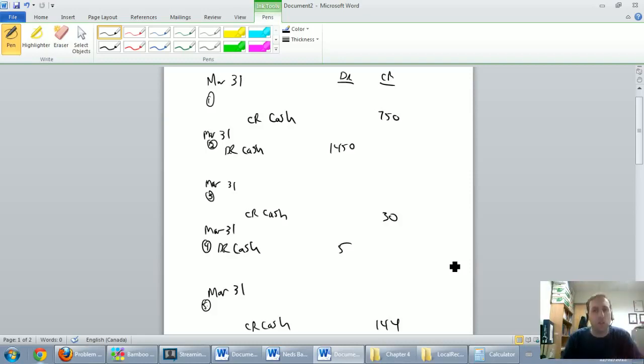But when I start these journal entries, I just say, oh, cash is going down, credit cash; cash is going up, debit cash. We know that assets going down take a credit, assets going up take a debit. So we've done our debits and credits to cash. We're halfway done all 5 journal entries without even thinking about it. So from here, it becomes a much easier process.